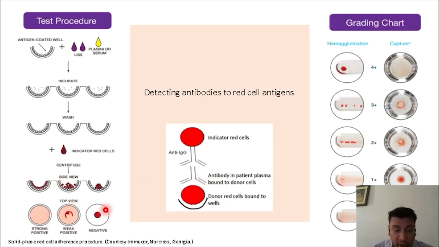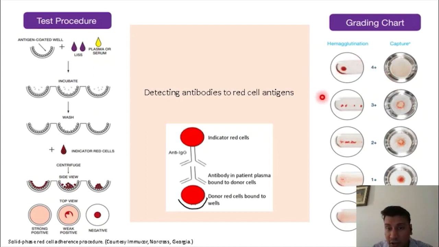and therefore a monolayer will be formed along the solid phase matrix if it's a positive reaction, and we will get a smooth suspension, which is a strong positive reaction. However, if there is no antibody in the patient's plasma bound to the antigen coated wells, like the A cells, if there is no anti-A in the patient's plasma, then all the indicator red cells will settle at the bottom of the well as a single solid pellet, and this will be a negative reaction. So a 4 plus in solid phase technology, which is also known as a capture assay, will be a smooth suspension spread throughout the well.